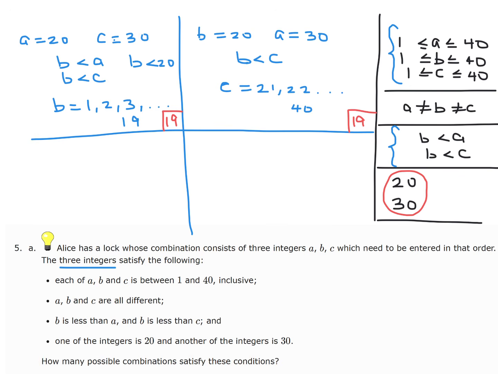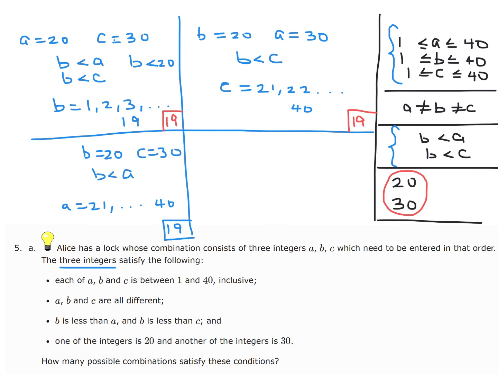Moving right along. The next one, let's make b equal 20 and c equal 30. Since b is less than a, that means a can be anything from 21 all the way up to 40. So that gives me another 19 possibilities.